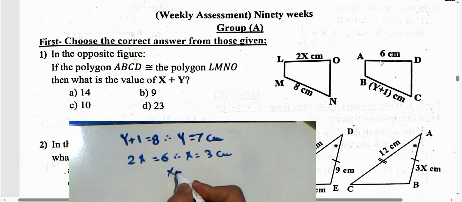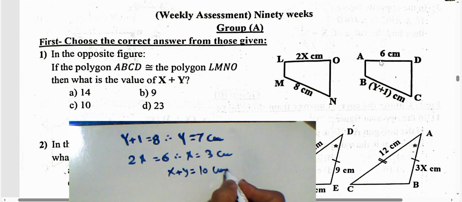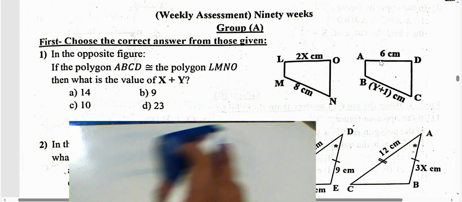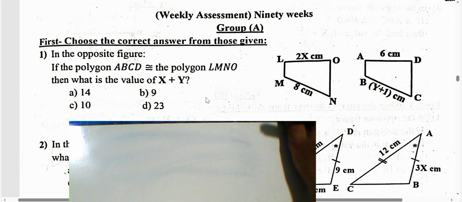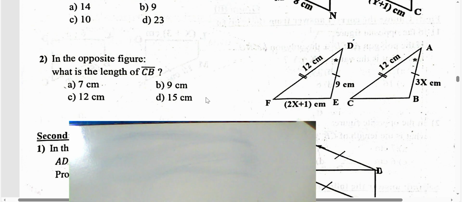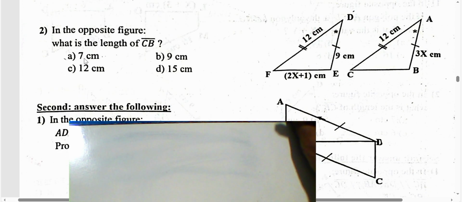Then we can add together to find x plus y. 7 plus 3 equals 10. And the answer here will be 10 centimeter. Choose letter C. Next question, number 2, in the opposite figure, what is the length of CB?